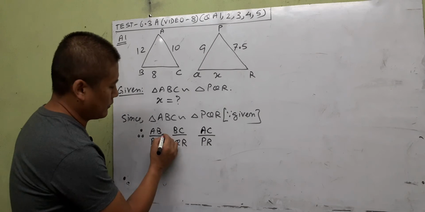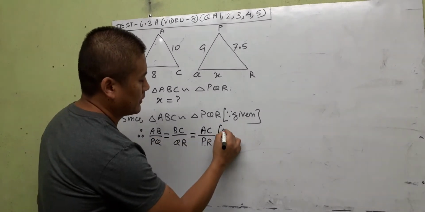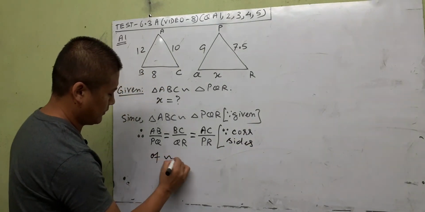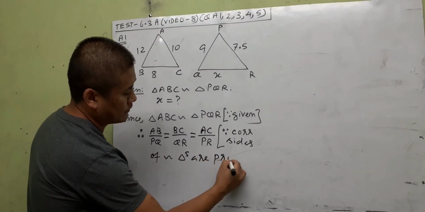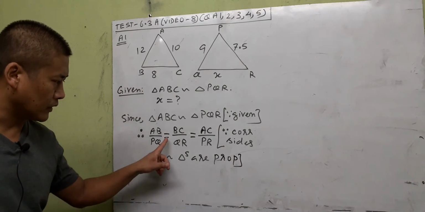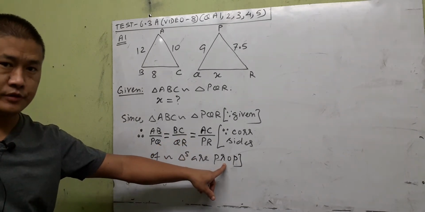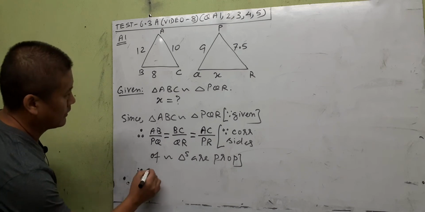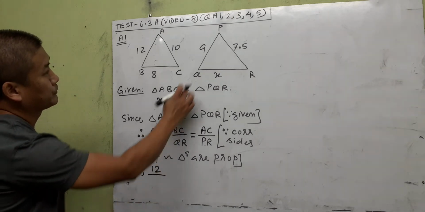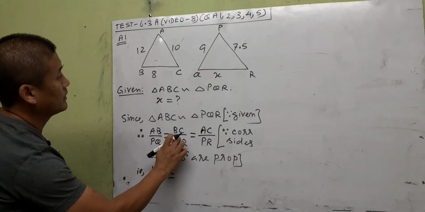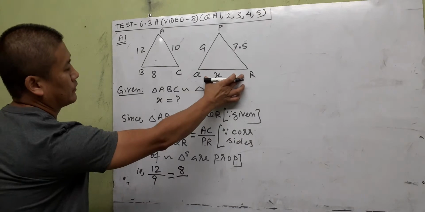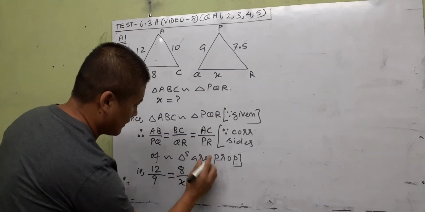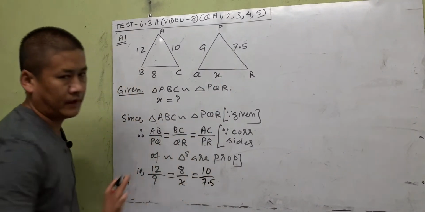So proportional means these ratios will be equal. So we write here: since corresponding sides of similar triangles are always proportional. Equal signs between these three ratios, that's the meaning of proportional. Proportional means ratios are equal. Okay. Now let us write down here. That means AB is 12 by PQ, here 9 units. BC is 8 by QR, here it is X. And then AC here is 10 by PR, there it is 7.5. 10 by 7.5, like that we get.